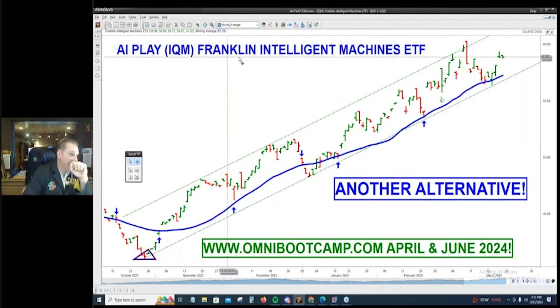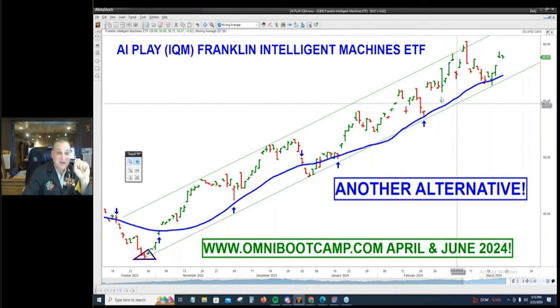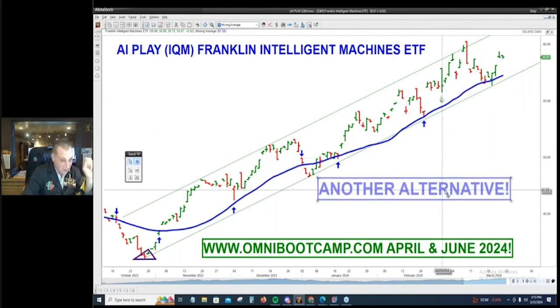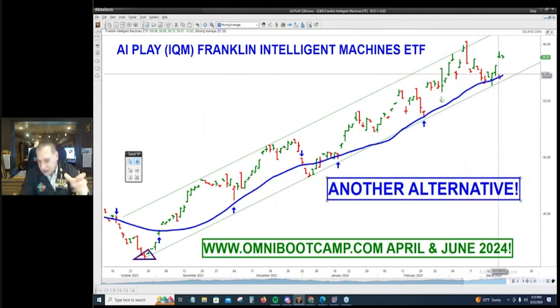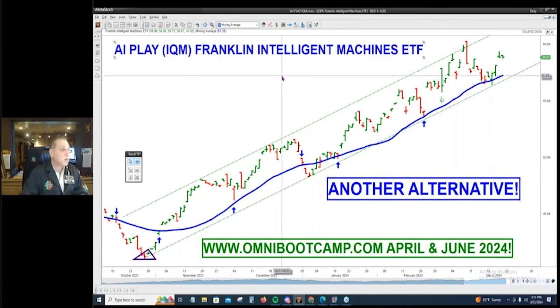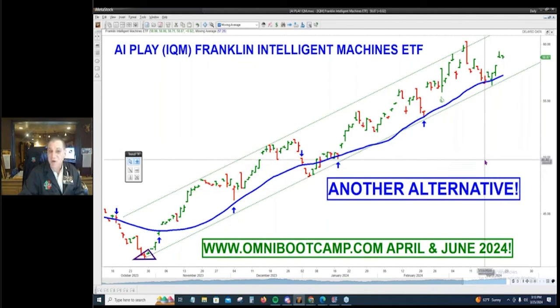Anyway, the AI play, Franklin Intelligent Machines ETF has done really well. Great alternative to NVIDIA. And of course, there are others, not just NVIDIA, but that's the big name out there. So we'll leave that as the big culprit that's too expensive. And this one would work well in your portfolio if you're looking for an AI portfolio, but did not want to spend too much money on one particular stock.